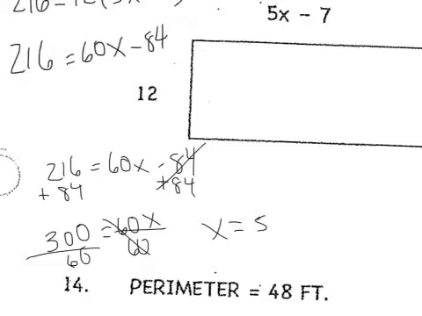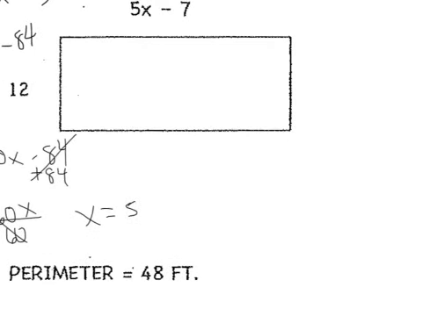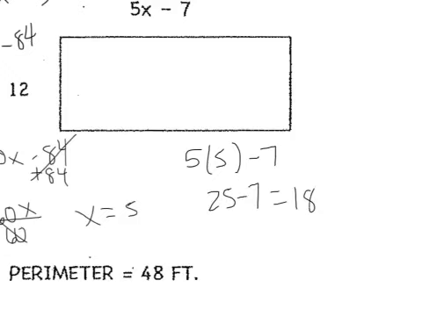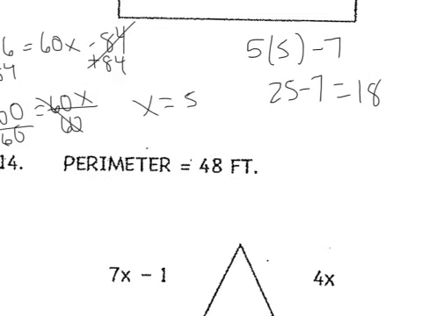But that's not what the problem asked us. They asked us to find the dimensions, and we have the width, which is 12. To find the length, all you would do is put your x value in and then solve this. So 5 times 5 is 25. Minus 7 is 18. And you can do a quick check on your work, because now you have the dimensions, so you're going to make sure that 18 times 12 does in fact equal 216. And it does, so that's how you know that you got your work done correctly.